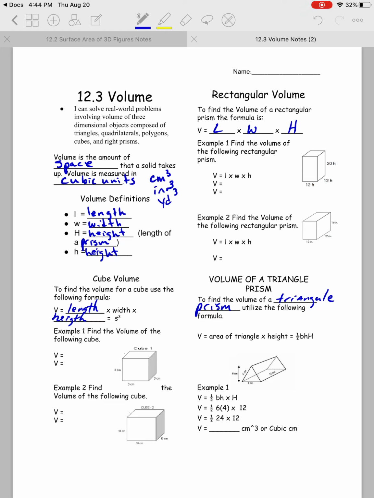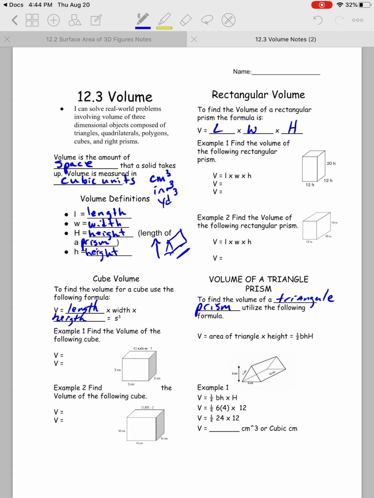Now let's look at some definitions. L stands for length, W is width, big H is height, or the length of a prism. And what we mean is this: if I have a triangular prism, we're talking about this side there. And then we got the little h, which is the height, the actual height of the prism.